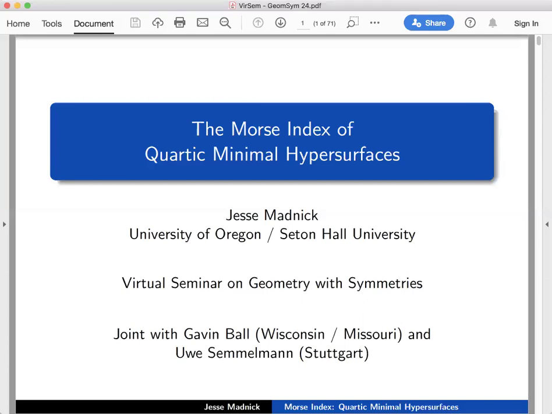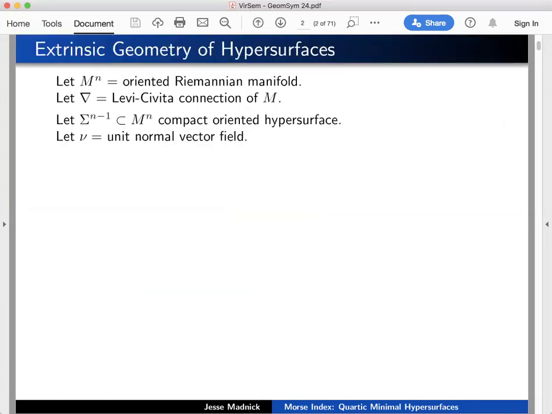So I'm going to talk about the Morse index of quartic minimal hypersurfaces. And everything I'm going to say is joint work with Gavin Ball and Uwe Semmelmann. Before we get started, I just want to make sure we're on the same page. I just have two slides to set notation and review some foundations.